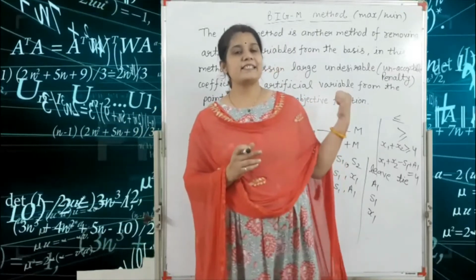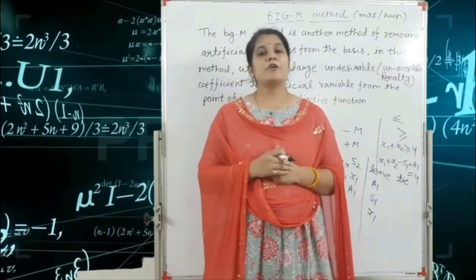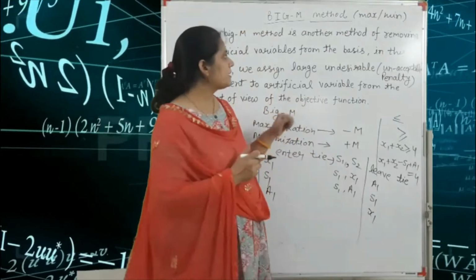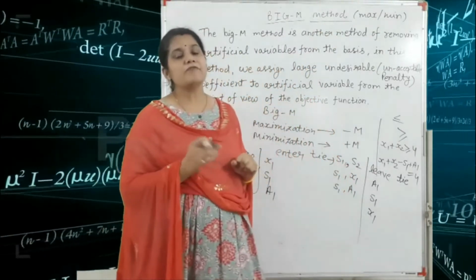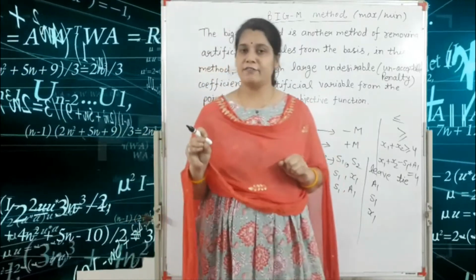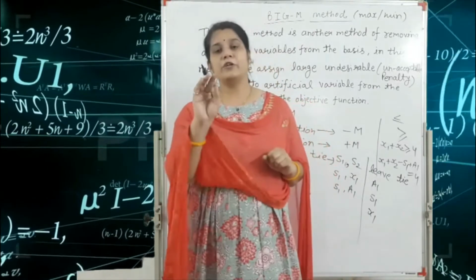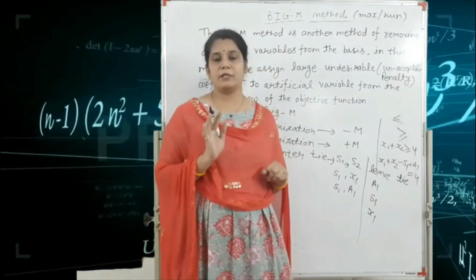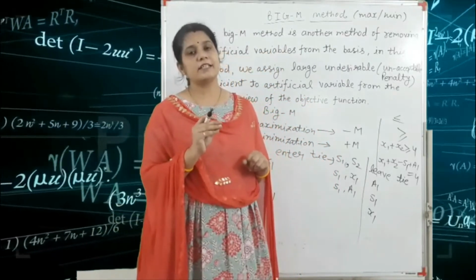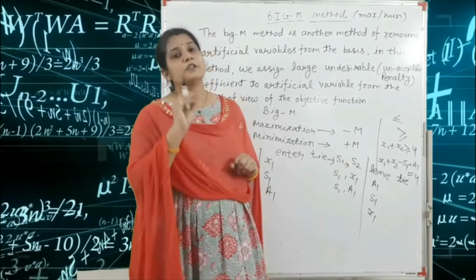Okay, so let's start the Big M method. The Big M method is used for both maximization and minimization. If an artificial variable leaves, you ignore this artificial variable in the next step, only the artificial variable. Okay, and this condition is also applicable in the two-phase method.